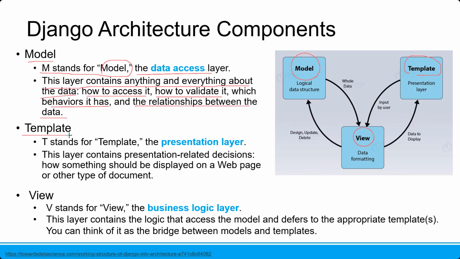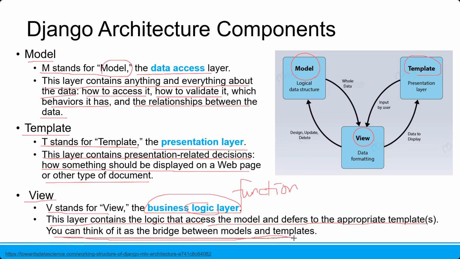The second one is template. T is template. It is the presentation layer. So this layer contains presentation-related decisions: how something should be displayed on a web page or other type of document. View. View is the business logic layer. So everything based on the logic or function will be in this layer. So this layer contains the logic that accesses the model and defers to the appropriate templates. You can think of it as the bridge between model and templates.